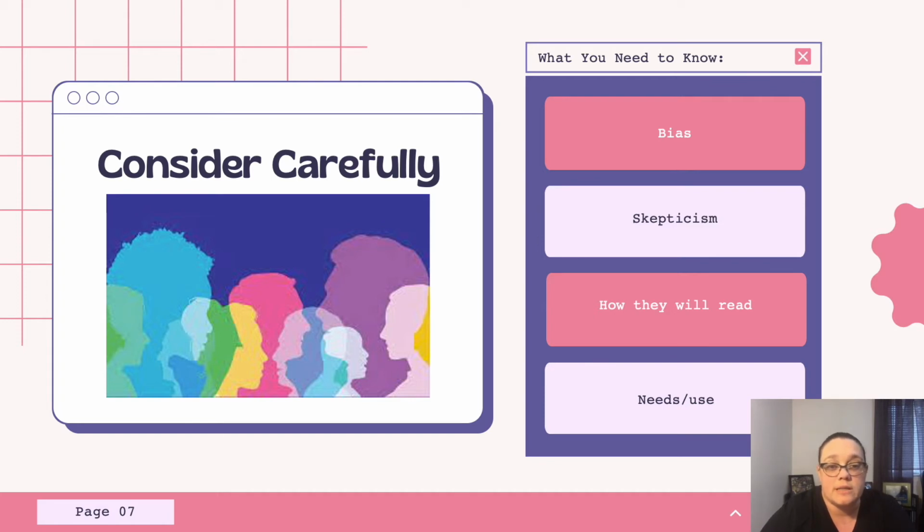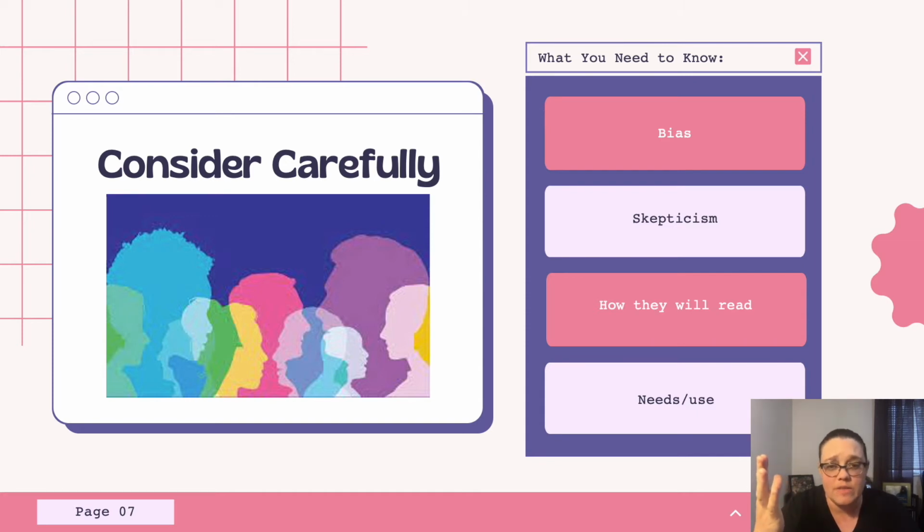You'll also want to consider how they're going to read. Are they going to read every word, every paragraph, every sentence, word for word? Are they going to skim? Maybe they'll put the piece of writing down if it loses their attention. What's going to get their attention? How are they going to read? And then finally, you're going to want to consider their needs or the use. Why do they need this piece of information? Why do they need this piece of writing?